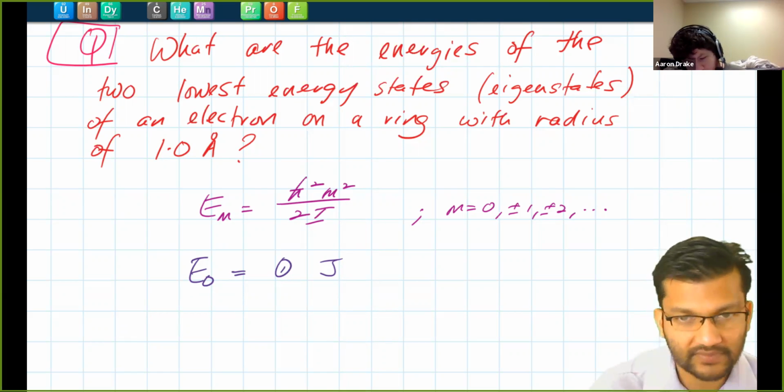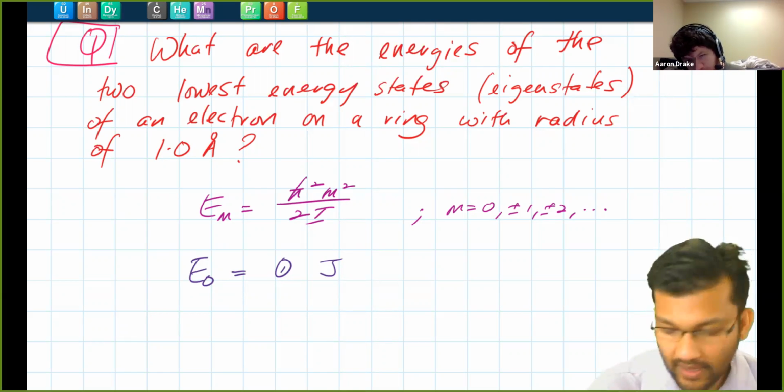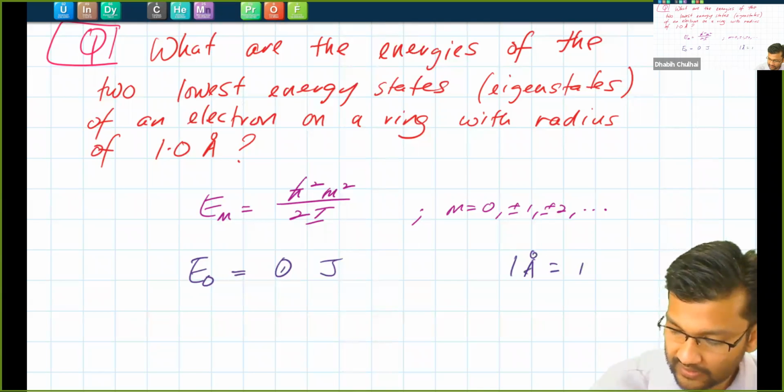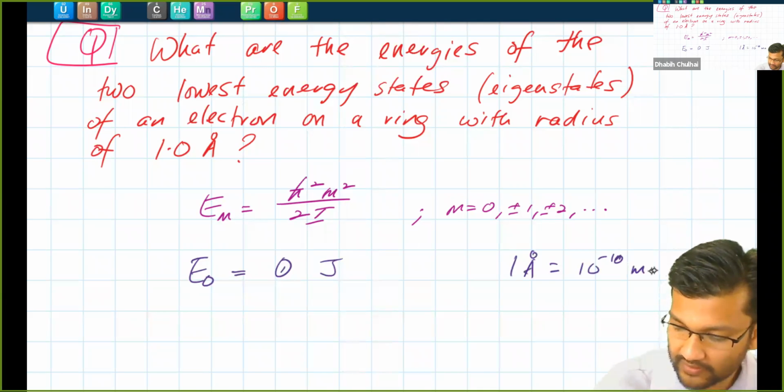Quick question. What's the conversion for angstrom to meter? Is it 10 to the minus 10? Yes. 1 angstrom is 10 to the minus 10 meters.